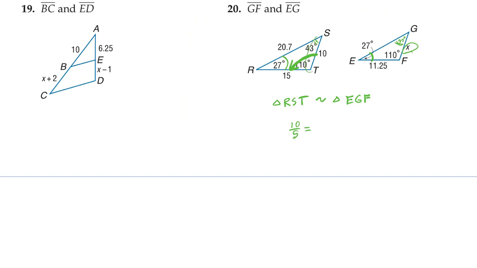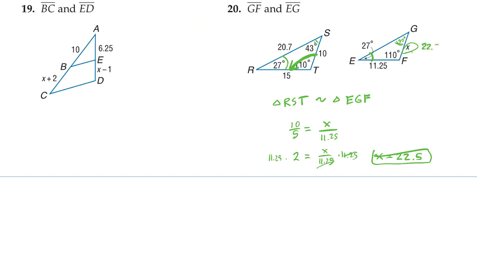So between the 110 and 43, I start, so that's x. And then I end between the 27 and the 110, so that's 11.25. Okay, so now I'm just going to simplify this on the right, so that's 2 thirds equals x over 11.25. So multiplying by that on both sides, I get x is equal to 22.5. Okay, great. So that's 22.5. Then the question is, what's GF?